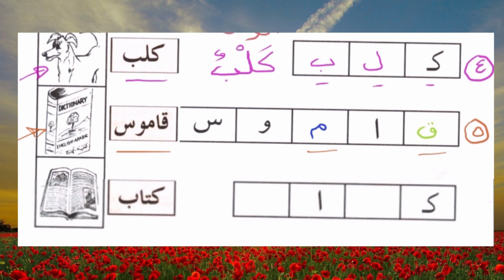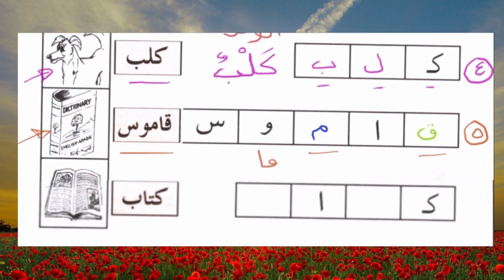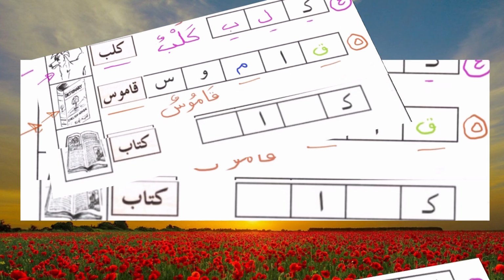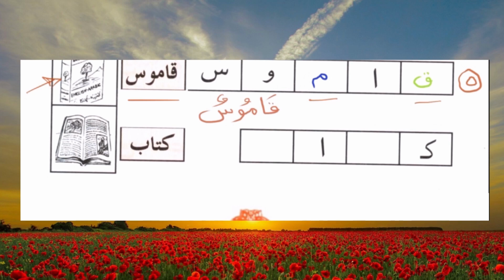Right, and let's write it out. That would be qamusun, which is a dictionary. The last one, sitta, number 6. We again have 2 missing letters. We have the first one, which is a k, and again a long a. So we can see that is of course kitab.